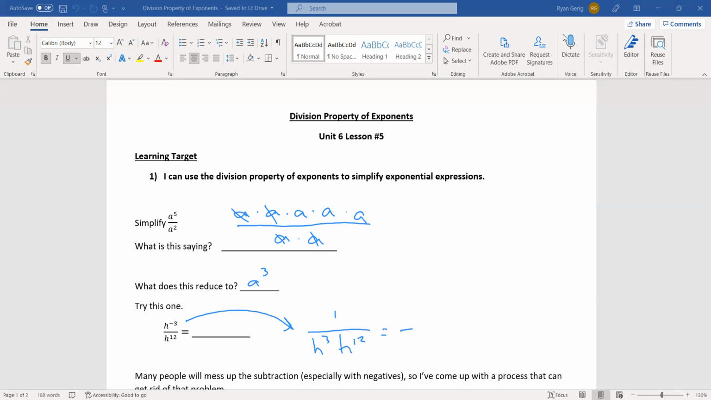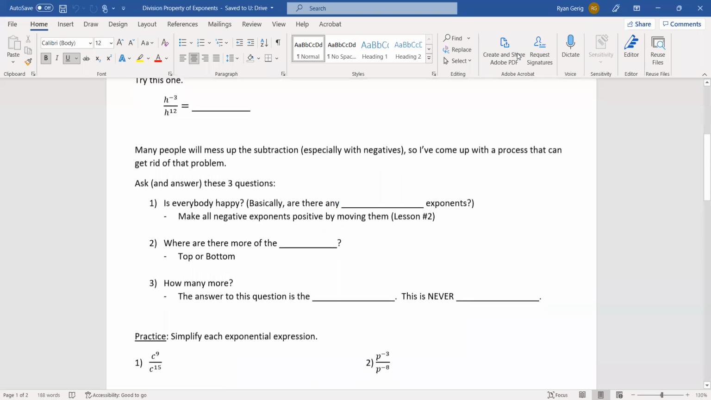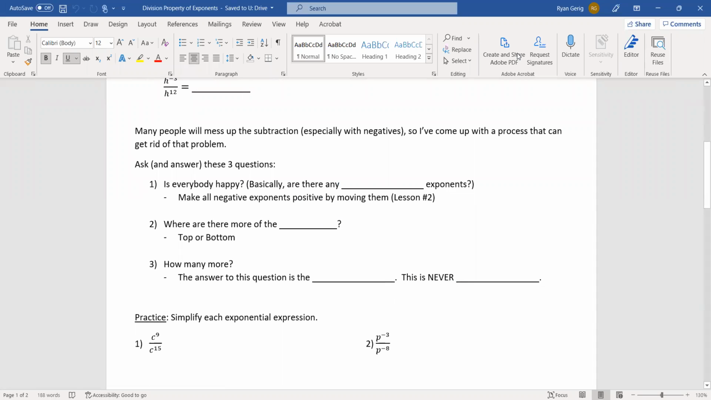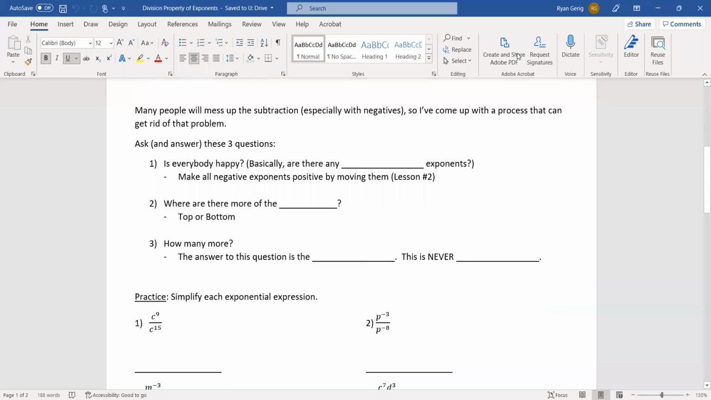Well, those are on the same side of the fraction bar. Well, if they're on the same side of the fraction bar, that would be h to the 15th. I add the 3 and the 12 and get 15. So the answer to this one is actually 1 over h to the 15th, okay, which you may not have gotten by subtracting. So why did I show you both of those? I just told you, many people will mess up with the subtraction, especially with the negatives.